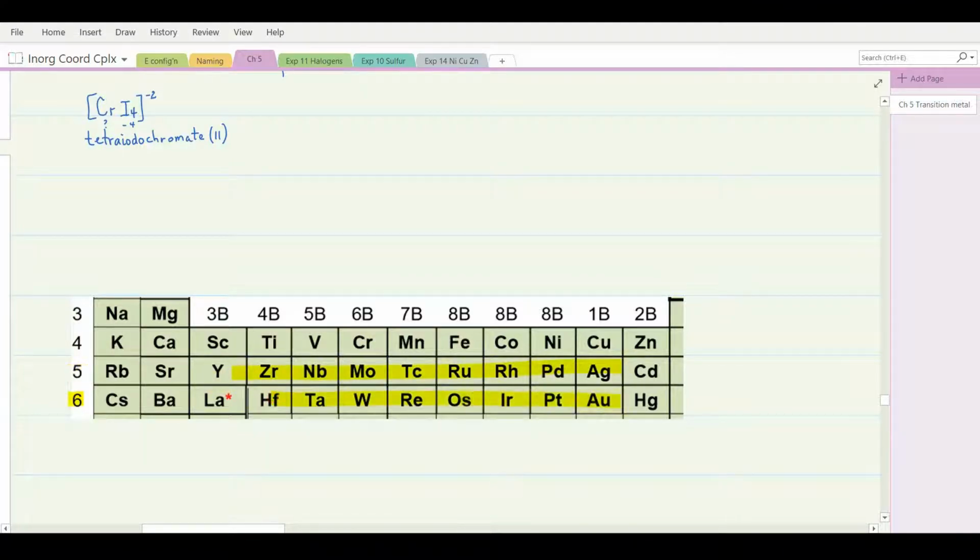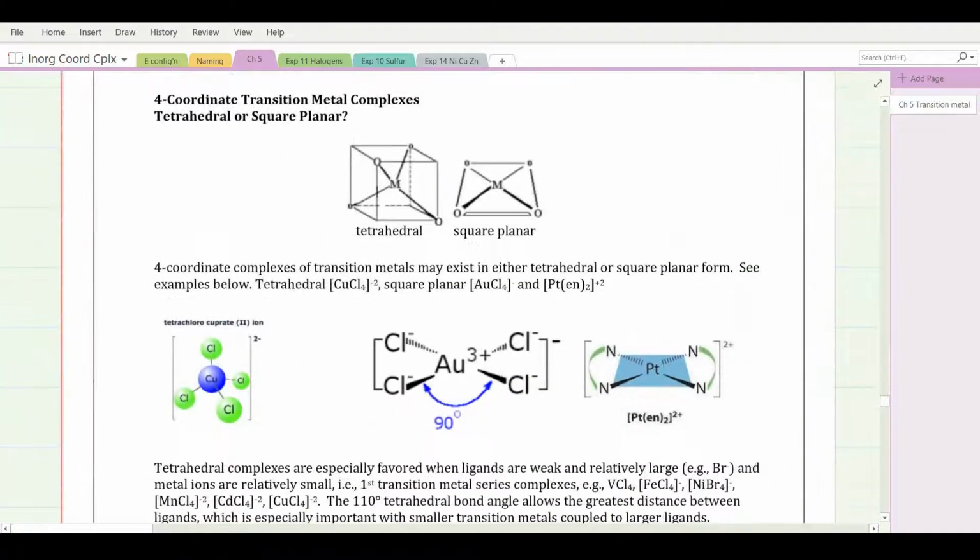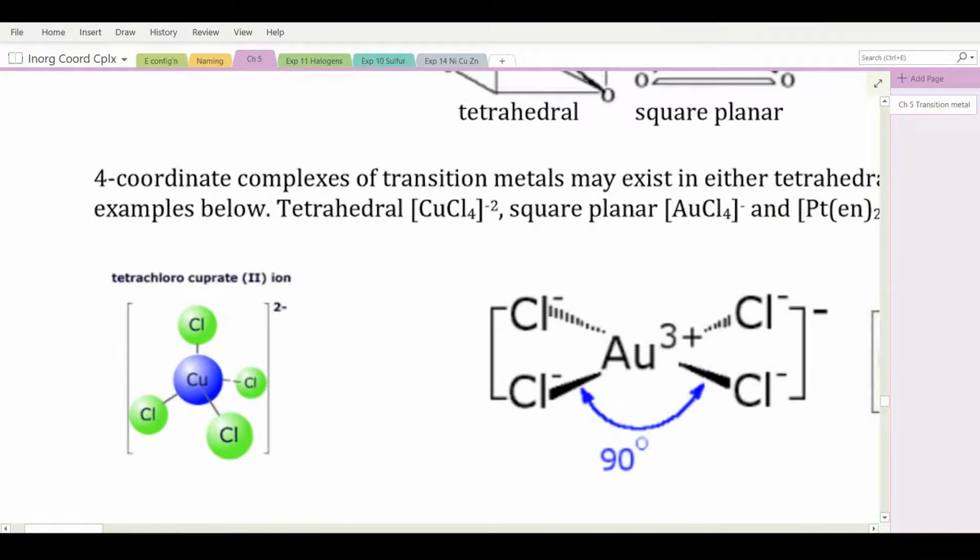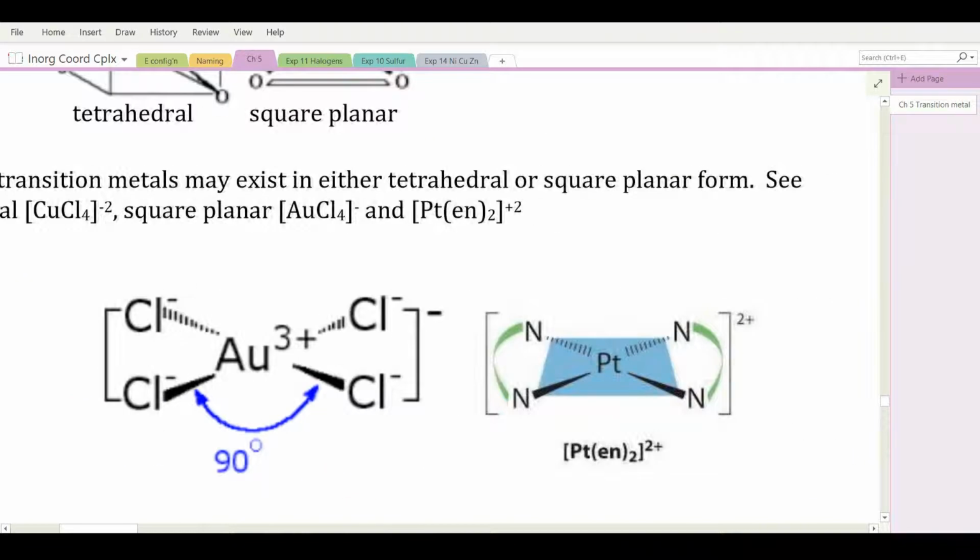These are larger. So in the case of the smaller first series transition metals, the ligands will be closer together of necessity. And in such cases, they tend to form tetrahedral arrangements. But when we have larger transition metals from the 2nd or 3rd series, like gold or platinum, there's simply more space and less crowding. That's one consideration.